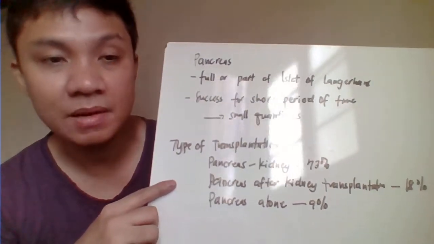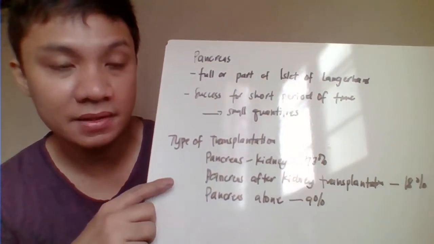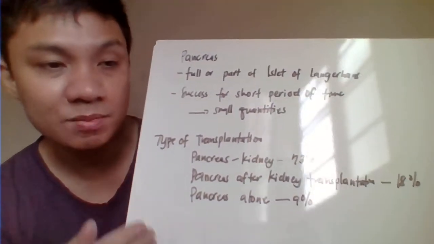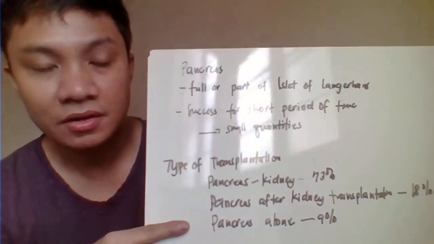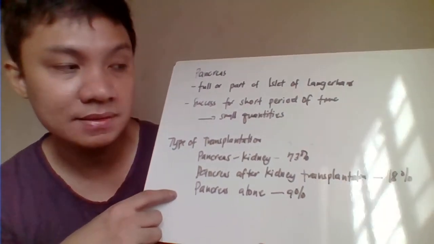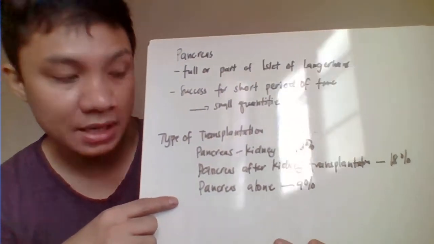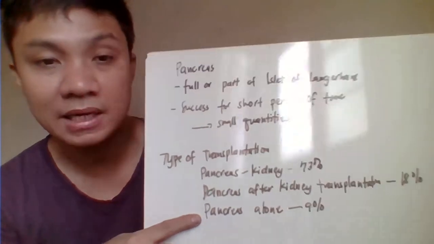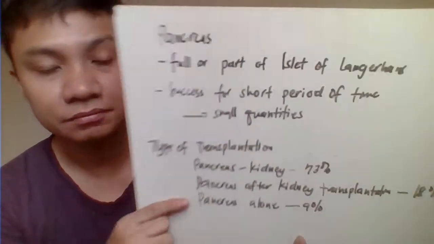We have types of transplantation with the pancreas. It could be a pancreas-kidney transplantation, and the majority of transplantations would be pancreas plus kidney at the same time. You could also have pancreas transplantation after kidney transplantation, which is 18% of the transplantation rate. And we also have pancreas alone, occupying only 9% of the transplantation.